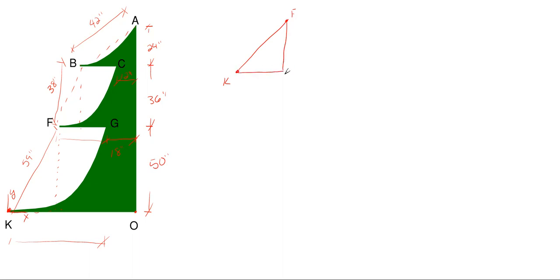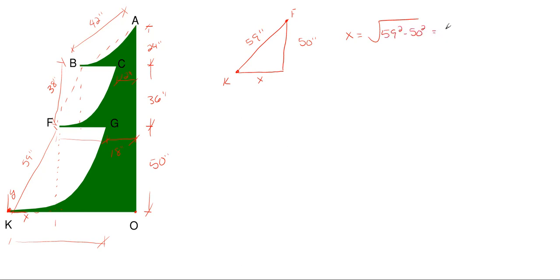And then directly below point F will be this measurement. So we know that this is 50 inches vertical. This diagonal is 59 inches. So we are looking for this distance from K to a point directly below F. So using the Pythagorean theorem here, X would just be the square root of 59 squared, subtracting off 50 squared.